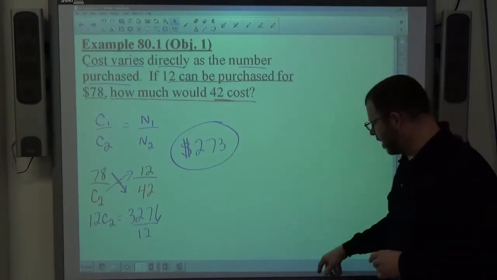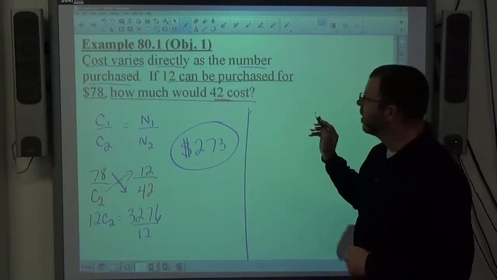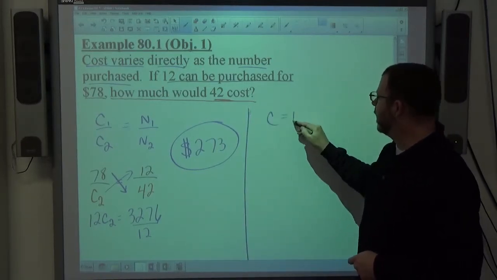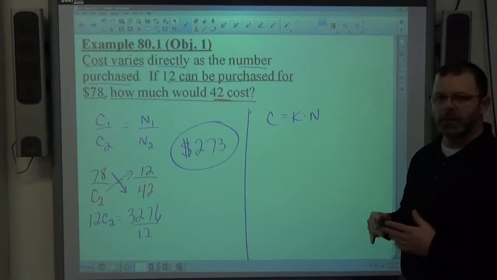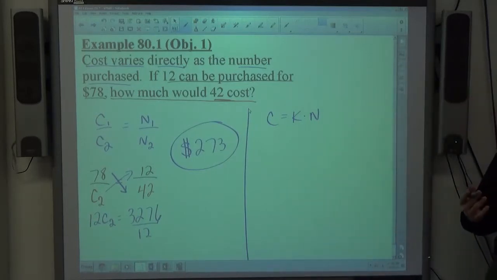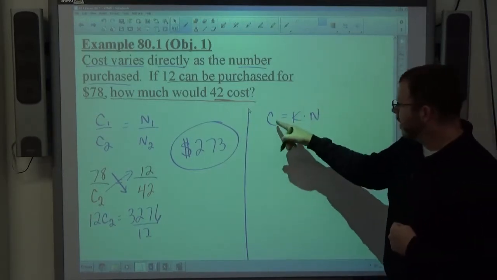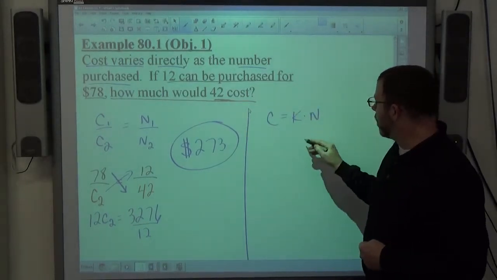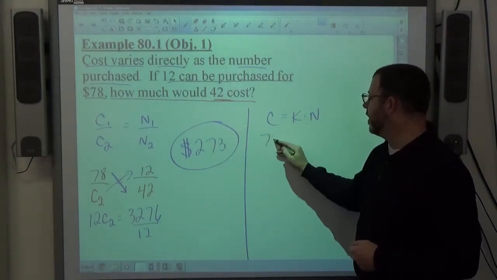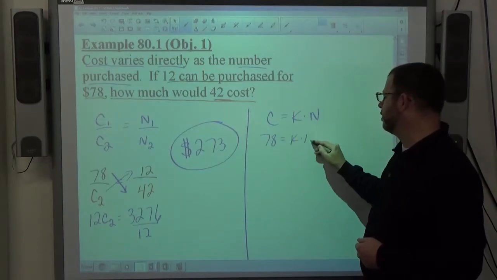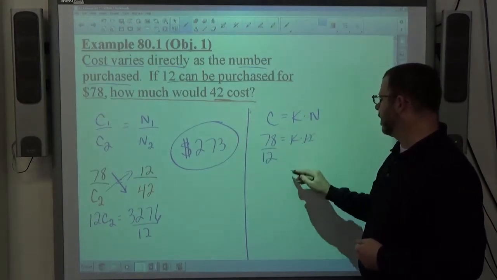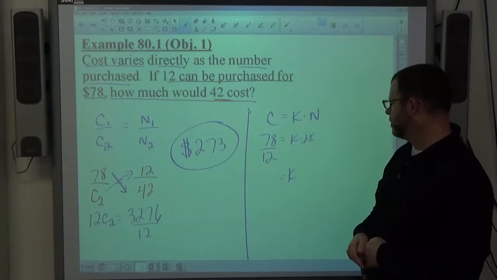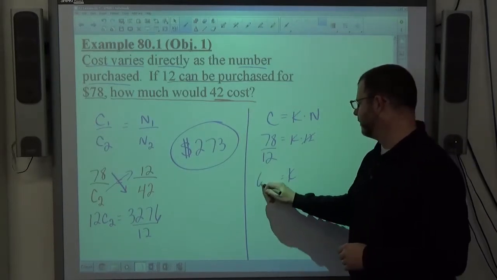Now, just looking at the same problem using that K technique, cost varies directly as number purchased. So again, we start out with that, right? That's how we do direct variation. It's always K either times or divided by, directly as times. 12 can be purchased for $78. So $78 equals K times 12. Divide both sides by 12 to get K is equal to whatever it is, 6.5.